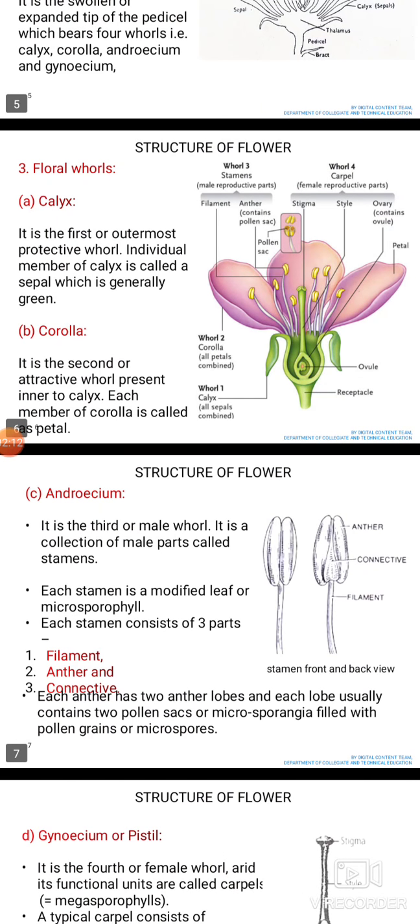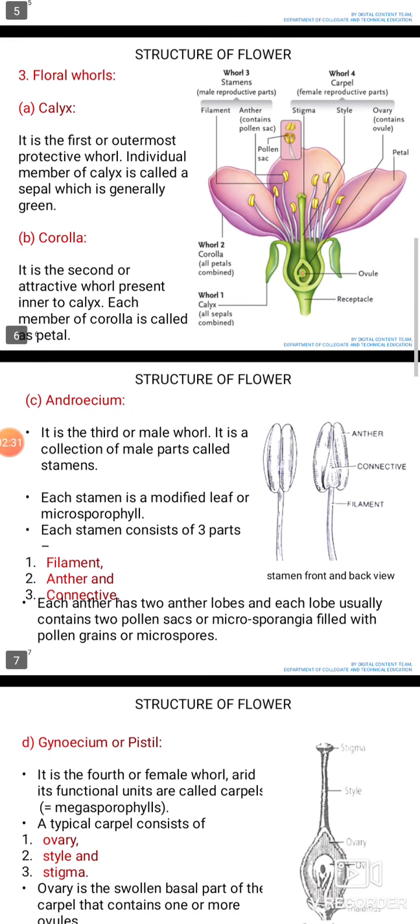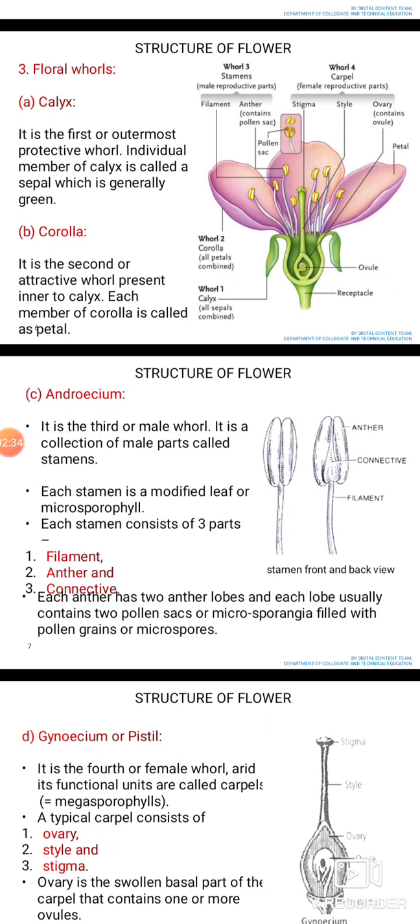Next is the essential parts, namely the androecium. It is the third, the male whorl. It is a collection of male parts called stamens. Each stamen is a modified leaf or microsporophyll, and it consists of three parts, namely filament, anther and connective. Each anther has two anther lobes, and each lobe usually contains two pollen sacs or microsporangia filled with pollen grains or microspores.